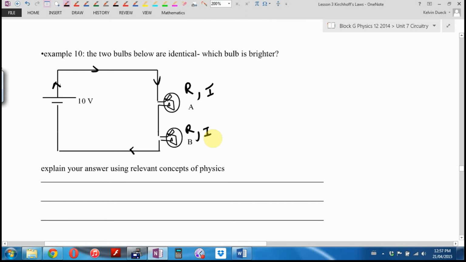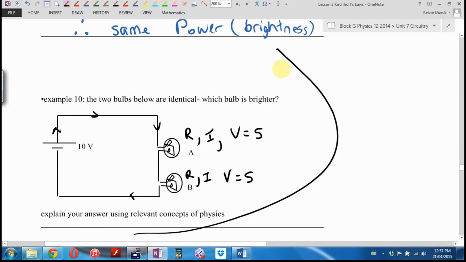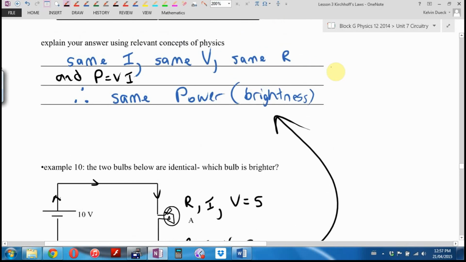What else must be the same? If you have the same I and you have the same R, what else is the same? In fact, you know what? I think they must each lose 5 volts so that I can lose a total of 10 since I gained a total of 10. Same explanation. I would write the same thing. Same I, same V, same R, power equals V times I, same power.